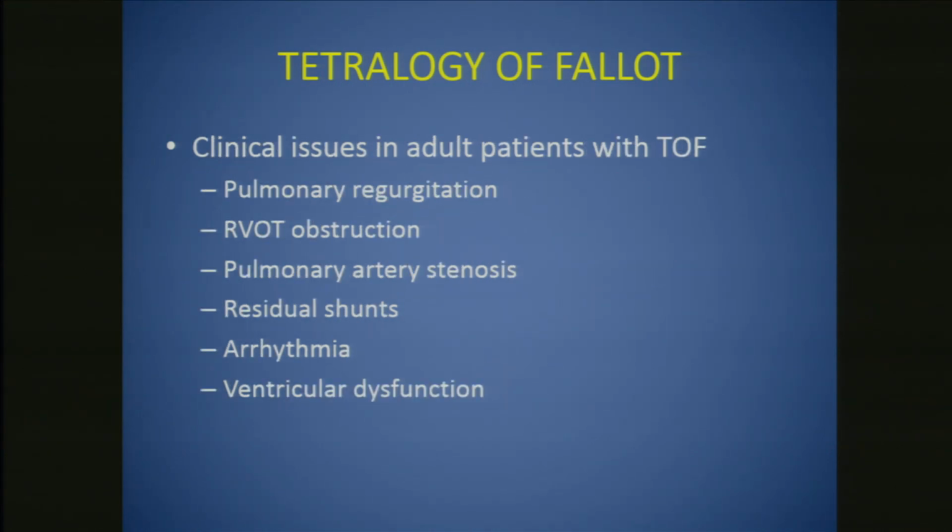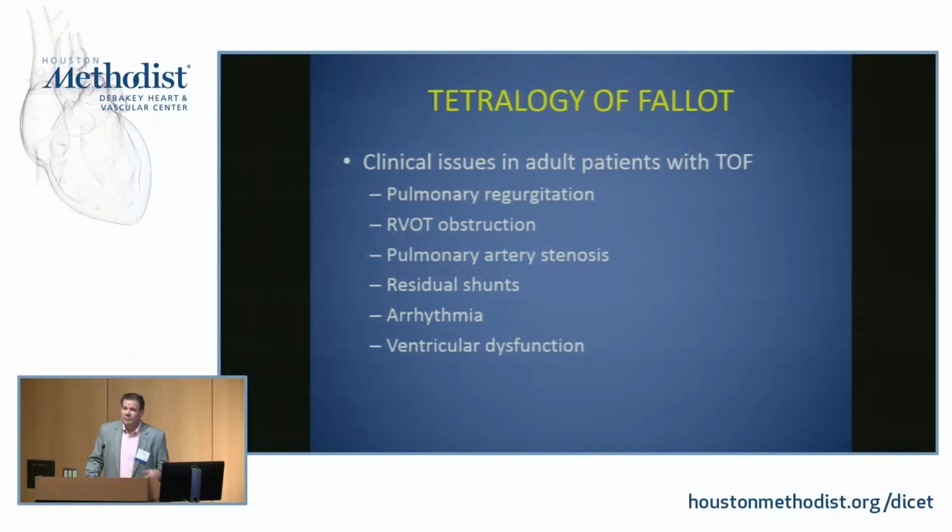In the adult patient with tetralogy, there are several clinical issues, probably the most important of which is pulmonary regurgitation, but also right ventricular outflow tract obstruction, pulmonary artery stenosis, residual shunts, arrhythmia, and ventricular dysfunction.